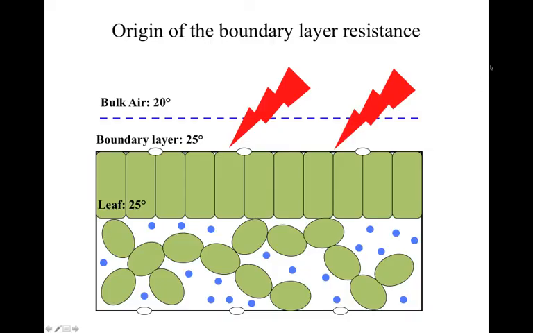This slide illustrates the origin of the boundary layer resistance. As you can see, the leaf temperature is at 25 degrees and the boundary layer is also at 25 degrees. This is because of the radiant energy from the sun striking the leaf and warming it up and warming the air directly outside of the leaf. The bulk air is 20 degrees. As mentioned before, with relative humidity, air with a higher temperature can hold more water. This means that the boundary layer may act as a buffer to the water vapor that's escaping from the leaf and out into the atmosphere. An effective boundary layer will slow the transpiration rate and increase the water use efficiency of a plant.